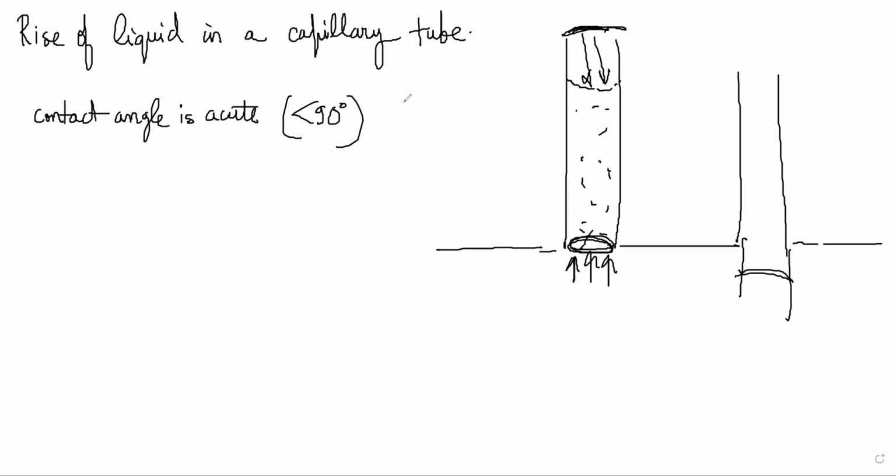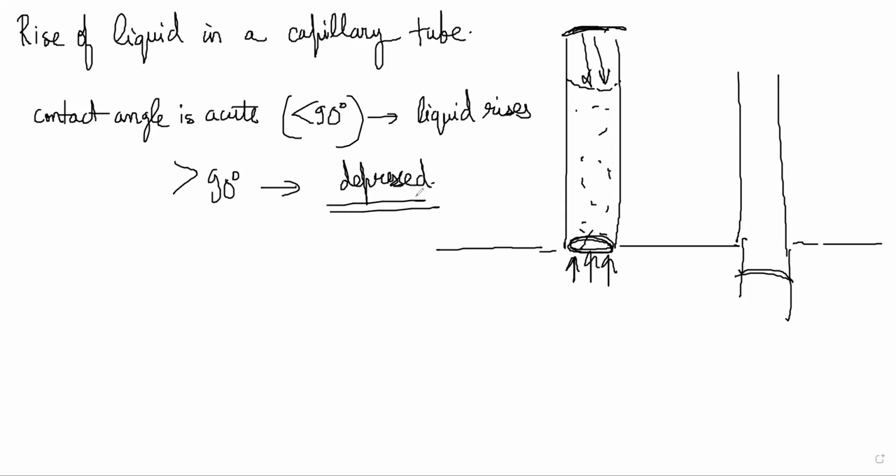If the contact angle is less than 90, he's saying it will rise, the liquid rises. And if the contact angle is greater than 90, then it is depressed. So we have to understand each case here. Why is that happening and all?